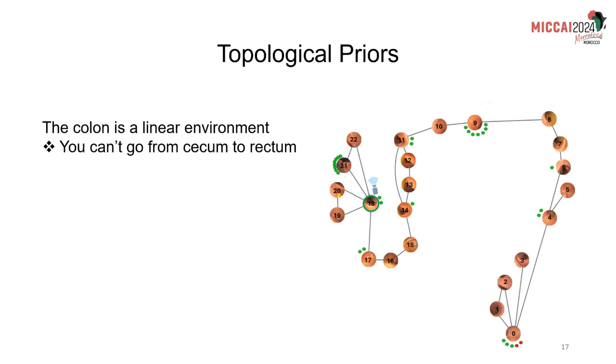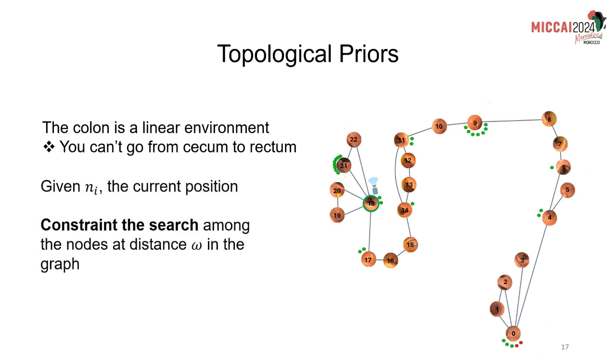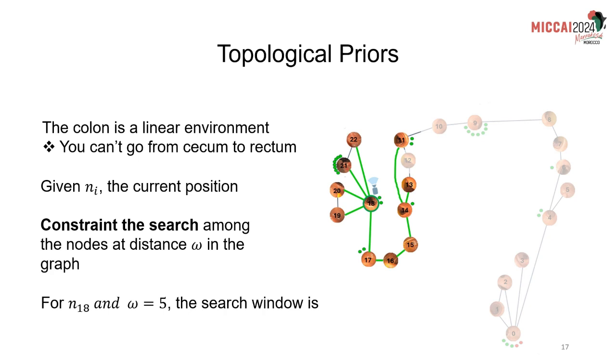In colonoscopy, we have observed that it's quite important to include some priors. The colon is a quite linear environment, meaning that you cannot jump from the sigmoid to the rectum in a single edge. So we model this through our topological priors that, given the current position, constrain the search of covisibility among the nodes at some distance in the graph. For example, in this case, for position 18 and a window of size 5, the search window is constrained to this, helping us to boost the precision of our place recognition and to build better maps in the end.